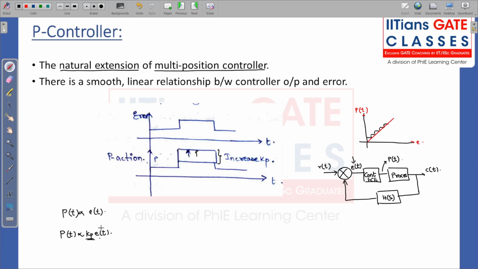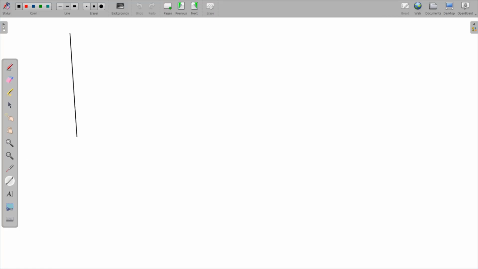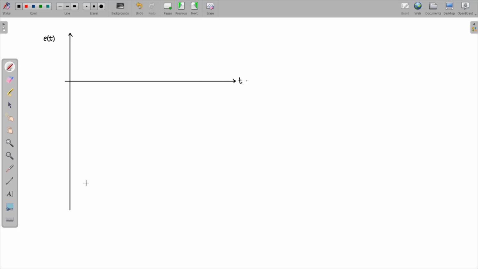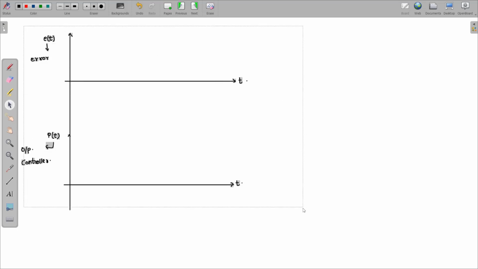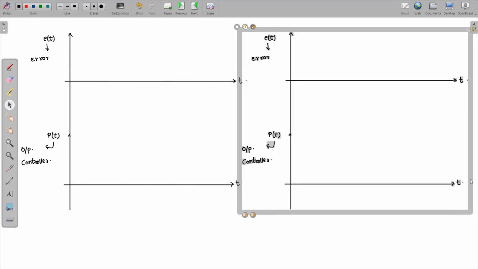Now let us try to understand with an example. Here I have drawn p(t), which is the output of the controller, and e(t), which is my error. Now let us assume my error is something like this. First, let me copy this down because I will be taking one more example over here.